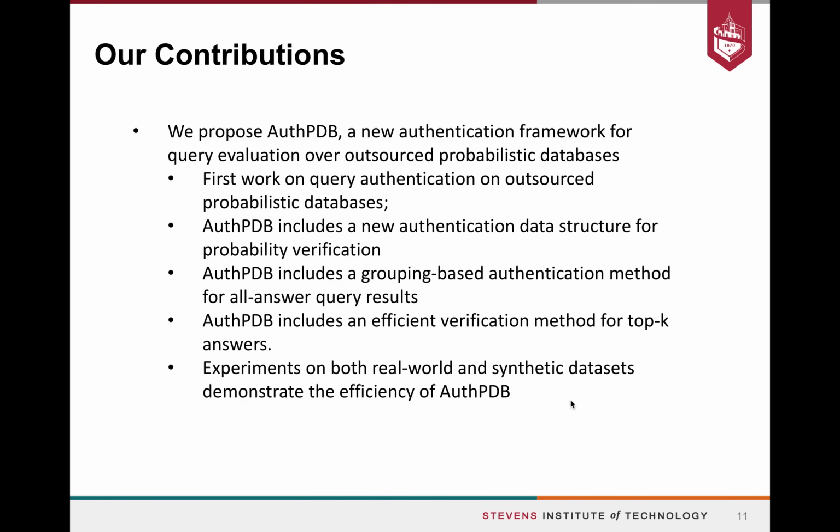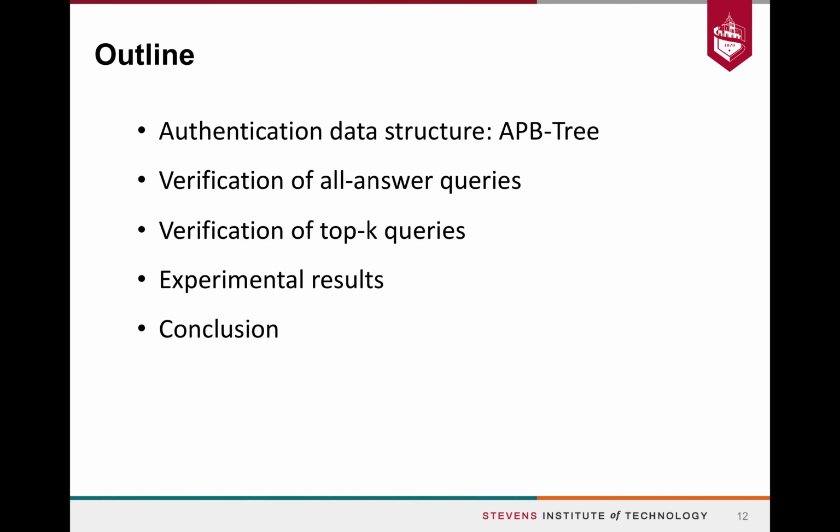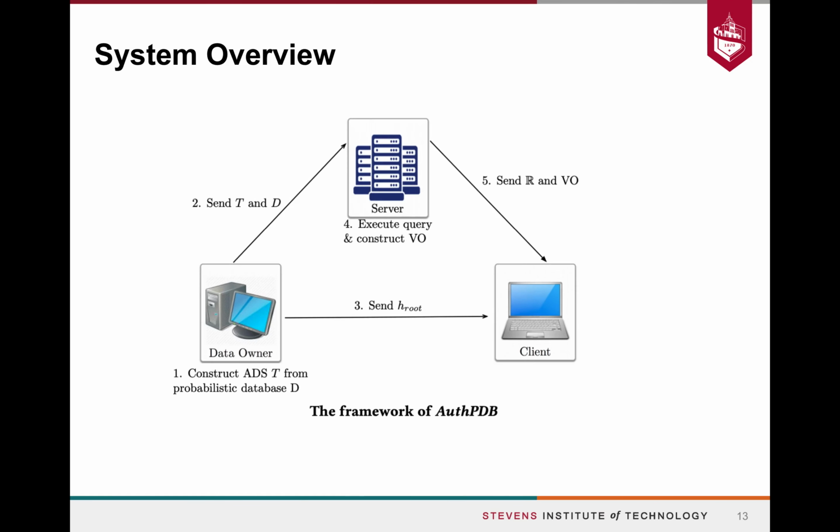This is a brief summary of our contributions. First, we design a novel authentication data structure, and then we propose an authentication scheme for the all-answer query as well as the Top-k query. This is the outline of my presentation in the following 10 minutes. First, I'm going to introduce our authentication data structure named APB tree, and then I'm going to present the authentication schemes. Following that are the experimental results and the conclusion.